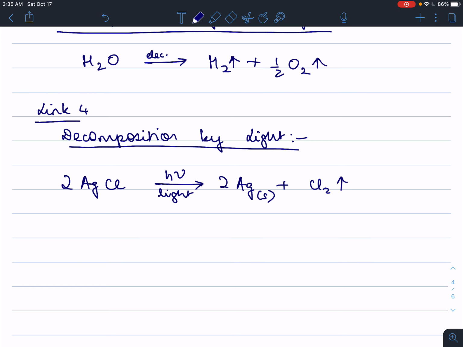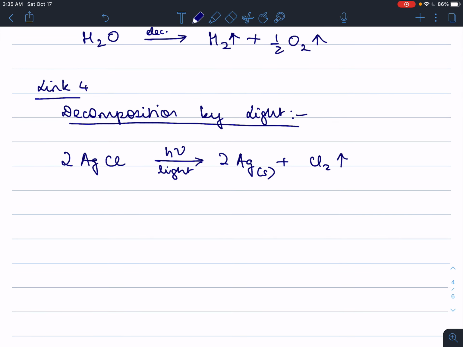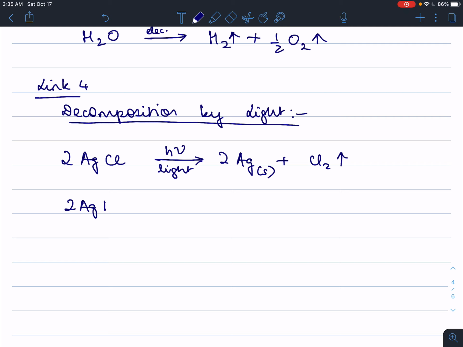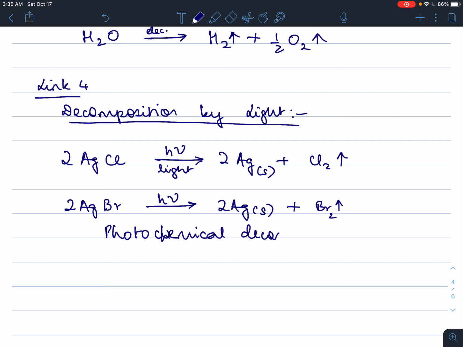Alright? Now, not only chloride, even silver bromide can undergo this reaction. You get the same, but bromine gas instead. All right. So these are called photochemical decompositions.